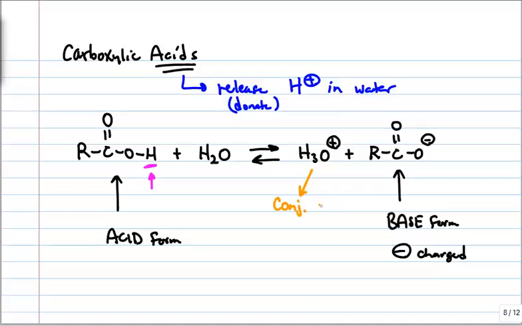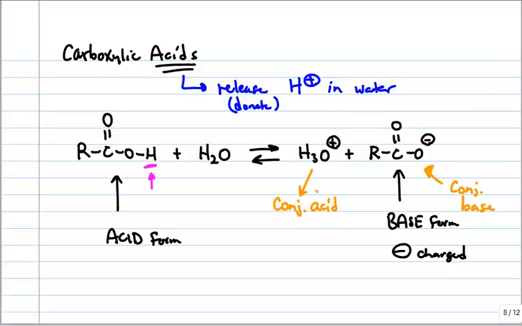And what's left over here on the carboxylic acid is going to be called the conjugate base, because now this form of the carboxylic acid is a base. It can accept the hydrogen ion from H3O+. So that makes H3O+ an acid. So a base, remember, accepts a hydrogen ion in water. So again, this is going to be very important to the properties of carboxylic acids.